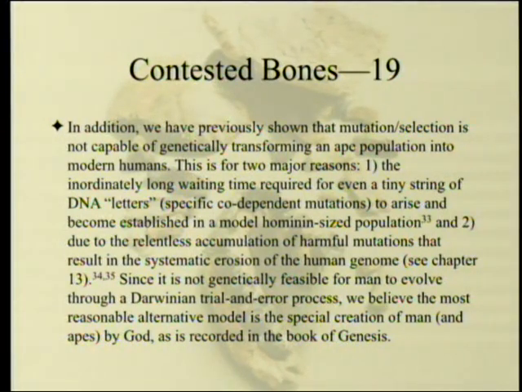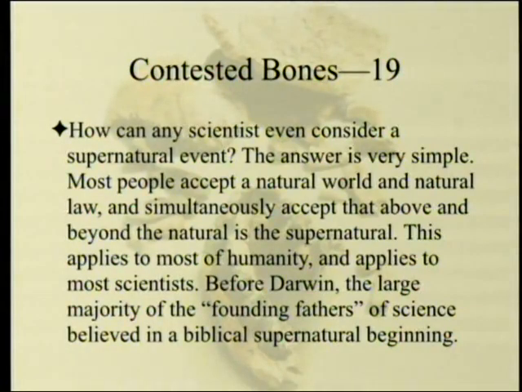Since it is not genetically feasible for man to evolve through a Darwinian trial and error process, we believe the most reasonable alternative model is the special creation of man and apes by God, as recorded in the book of Genesis. How can any scientist even consider a supernatural event? The answer is very simple. Most people accept a natural world and the natural law and simultaneously accept that above and beyond the natural is the supernatural. This applies to most of humanity and applies to most scientists. Before Darwin, the large majority of the founding fathers of science believed in a biblical supernatural beginning. In fact, even after Darwin for some time.